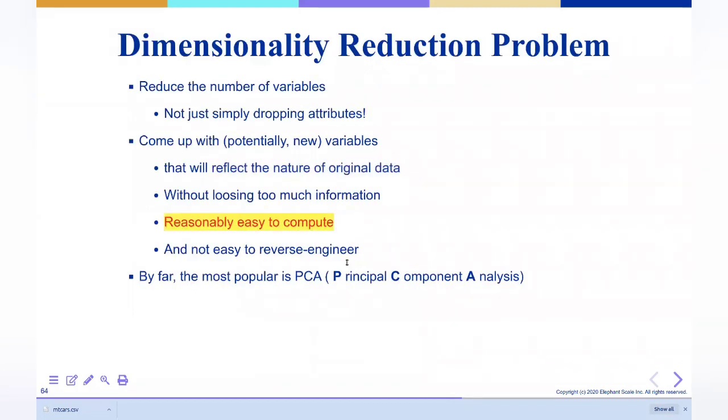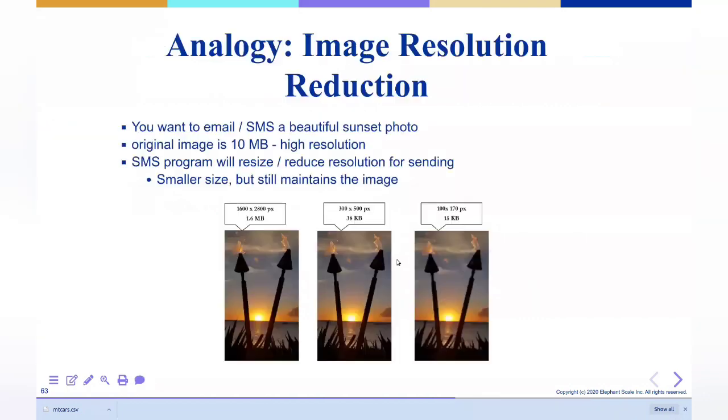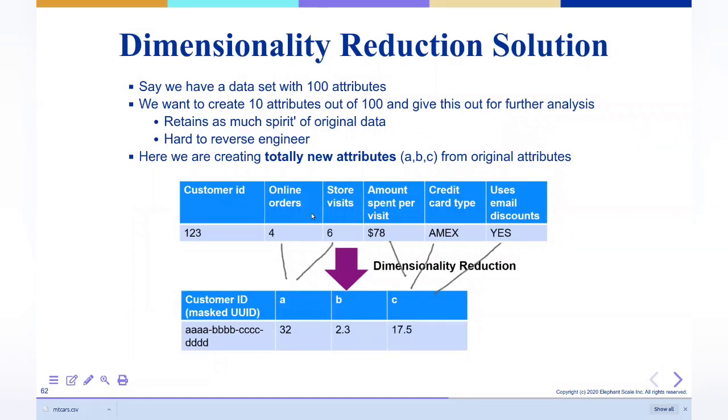Another thing we want in dimension reduction is that you don't want it to be reverse engineered. Remember the customer data. Let's say this is my original data, and I hired an analytics company, and then I gave them A, B, C. We don't want them reverse engineering back into what C is, like Amex. You know what I mean? Because that defeats the whole purpose. So we want this process to be basically one way and quick, so not easy to reverse engineer.